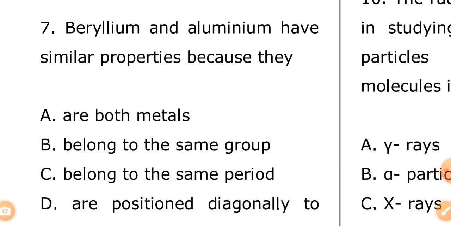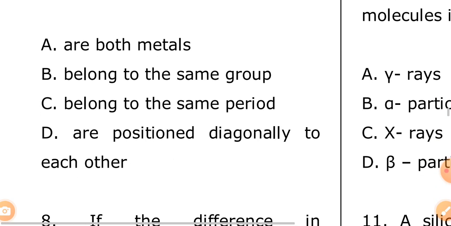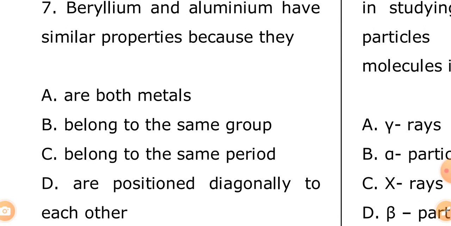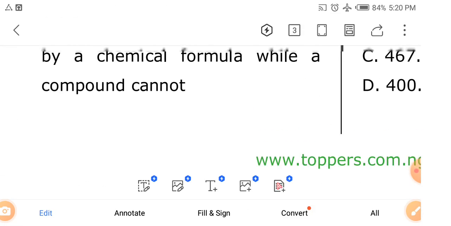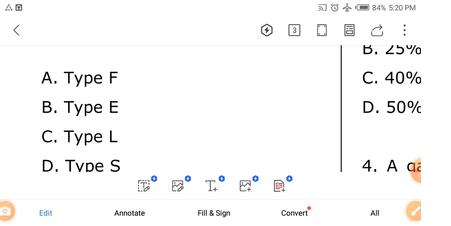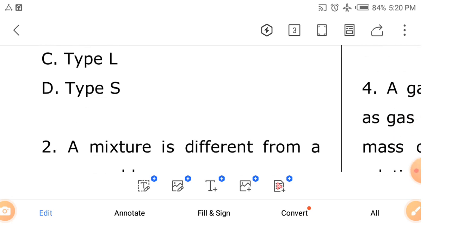Beryllium and aluminium have similar properties because they are dash. A, are both metals. B, belong to the same group. C, belong to the same period. D, are positioned diagonally to each other. What do you think is the answer? The answer is A, because they are both metals.